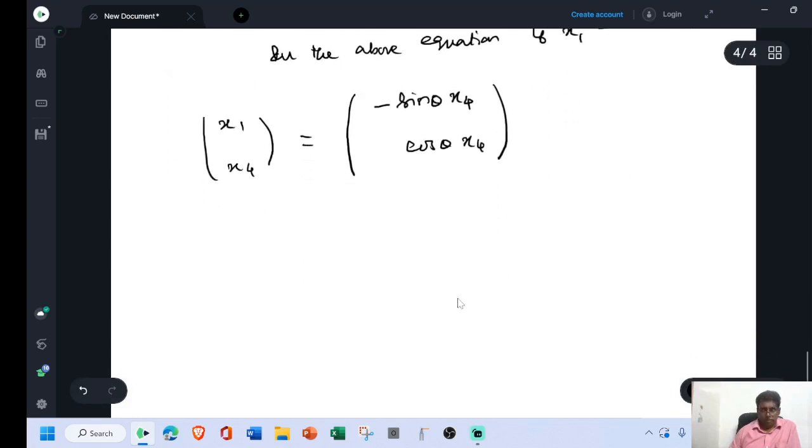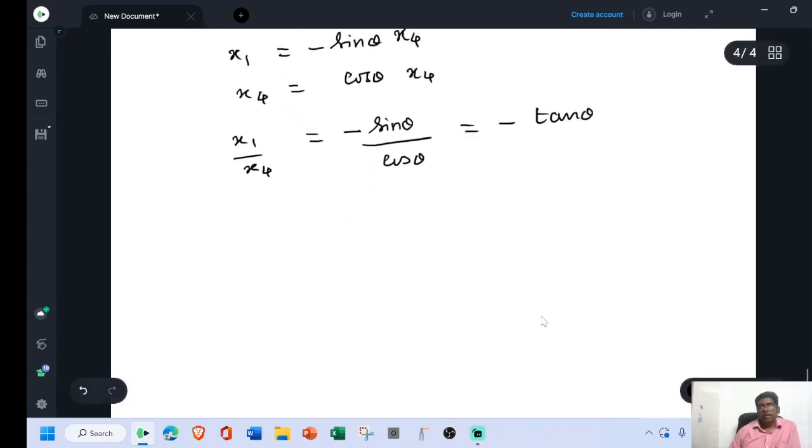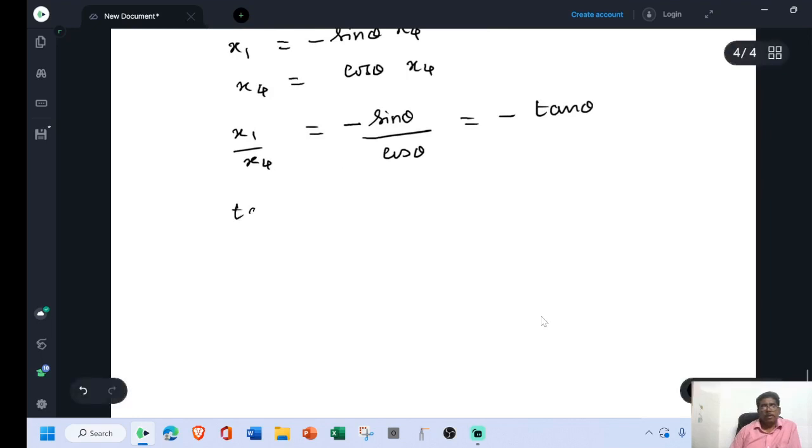From this we can write x1 equal to minus sin theta x4, x4 equal to cos theta x4. x1 by x4 equal to minus sin theta by cos theta, that is equal to minus tan theta. This x4 cancelled out. And tan theta equal to minus x1 by x4.